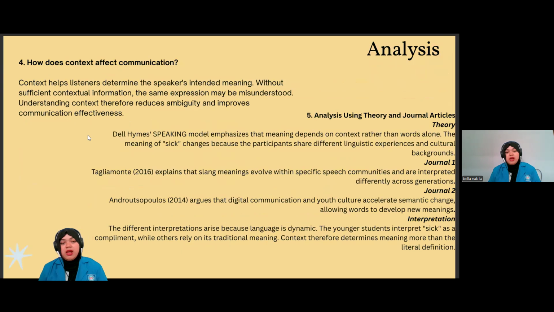The theory and journal from Hymes' speaking model emphasize that meaning depends on context rather than words alone. Different interpretations arise because language is dynamic. The younger student interprets "sick" as a compliment, while others rely on its traditional meaning. Context therefore determines meaning more than the literal definition.